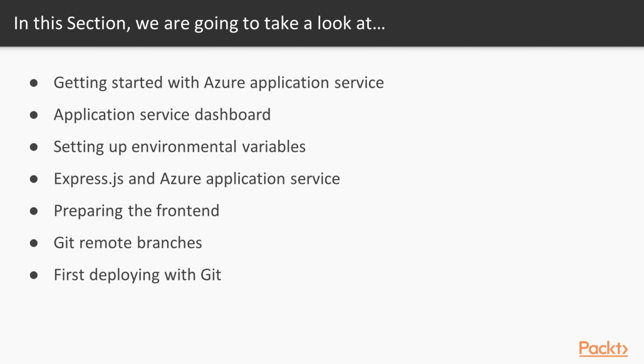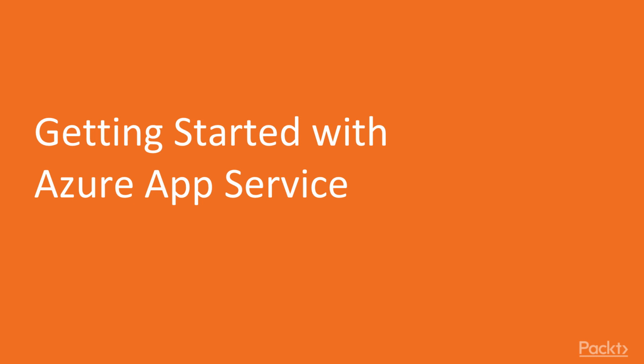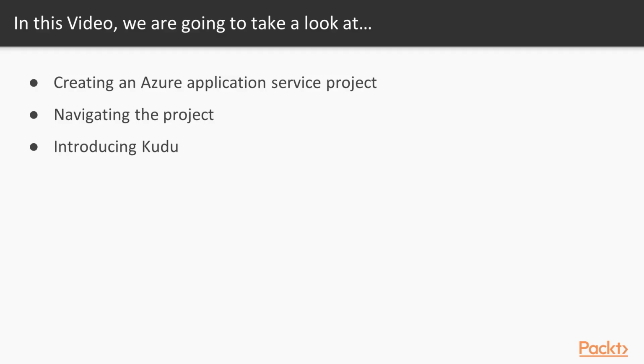We will then refactor the application to work with environmental variables and set those variables using App Service settings. Moving on, we will prepare the Express.js server to be able to serve the Angular client so that we don't have to use the Angular CLI to create an extra server to serve the frontend. The frontend itself is going to also need some modifications, and after that, we will be ready to deploy using Git remote branches.